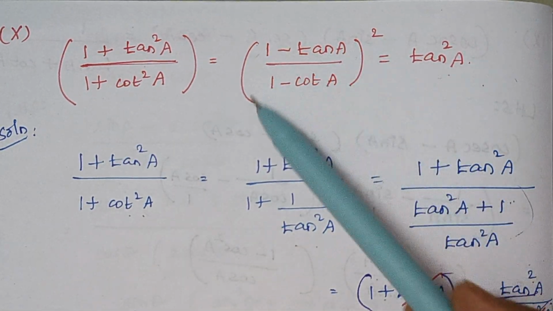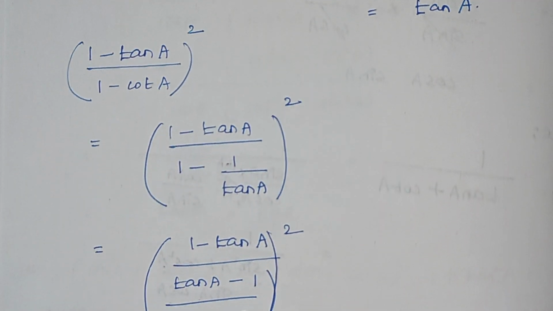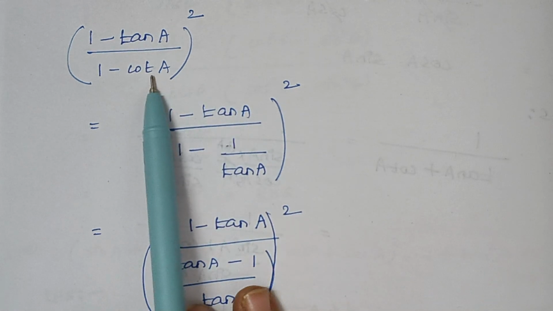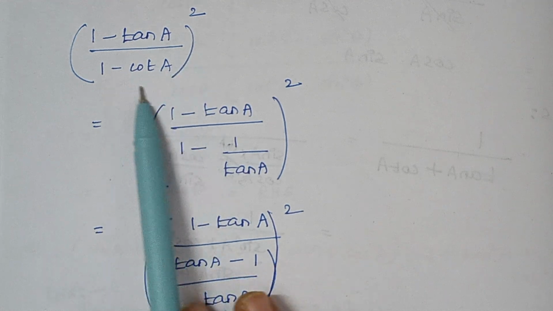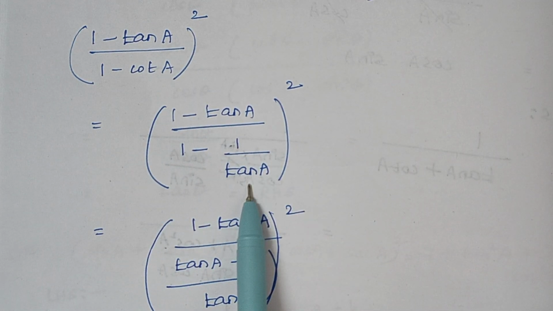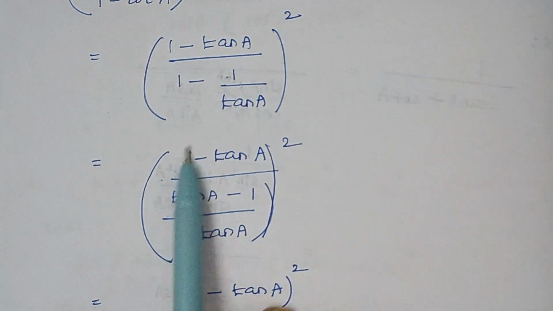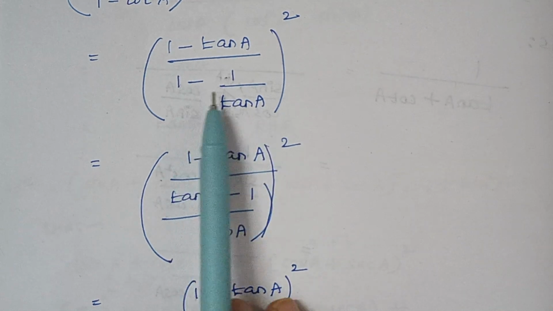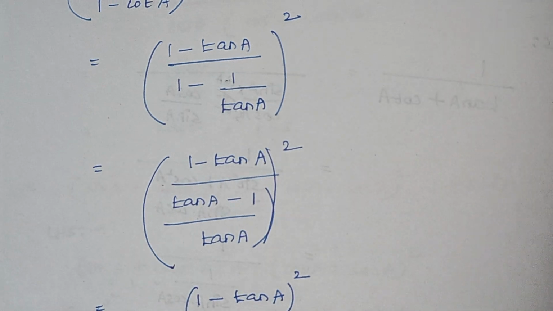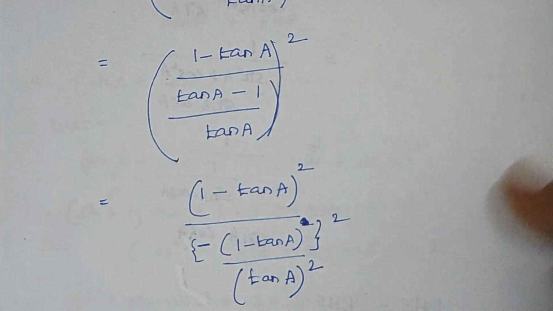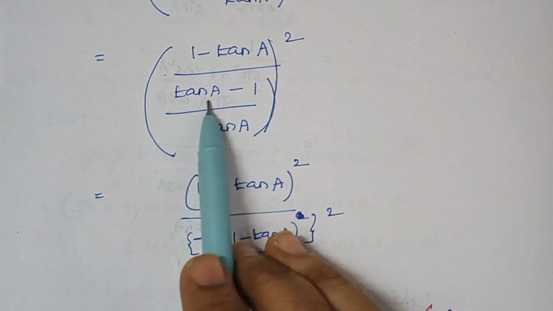Now we are considering this part, right? When you consider this part, again I am writing cot in the form of tan. So 1 minus tan A divided by 1 minus cot A, which is represented as 1 by tan A, the whole square. The next step is we have to take LCM. So (1 minus tan A) divided by (tan A minus 1 by tan A), the whole square, right? Now you see, this numerator has 1 minus tan A, but this denominator term has tan A minus 1.